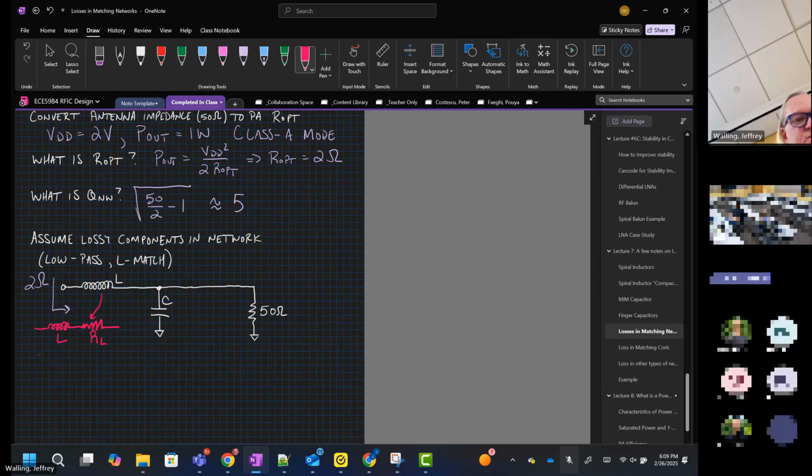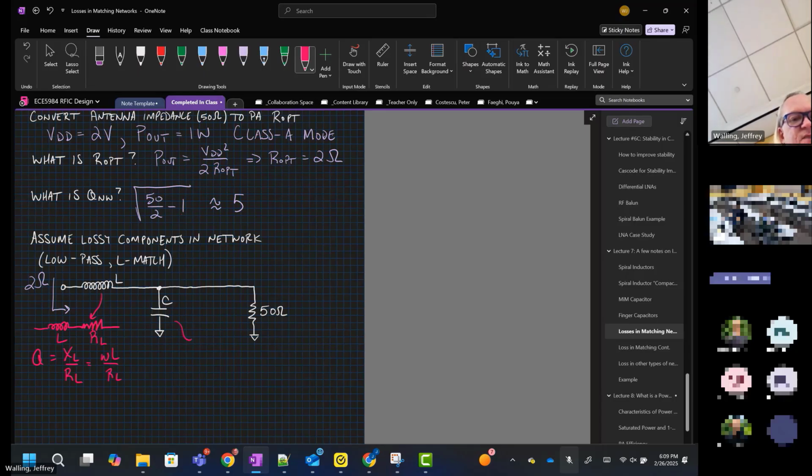And we can model the Q just of the inductor. So this is not the Q of the network. The Q of the network we just found, but the Q of the inductor is equal to XL over RL, or omega L divided by RL.